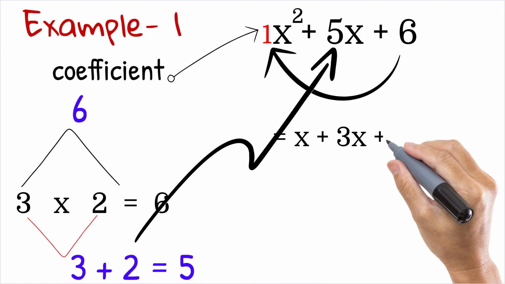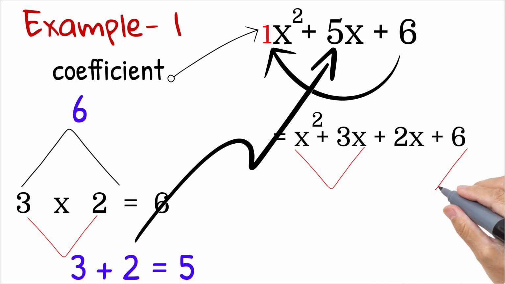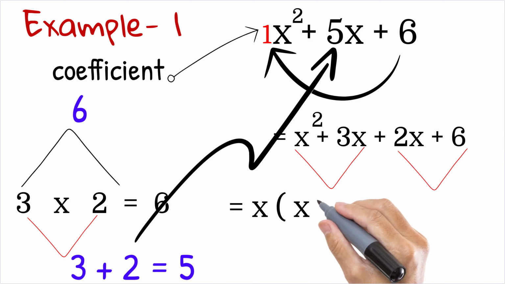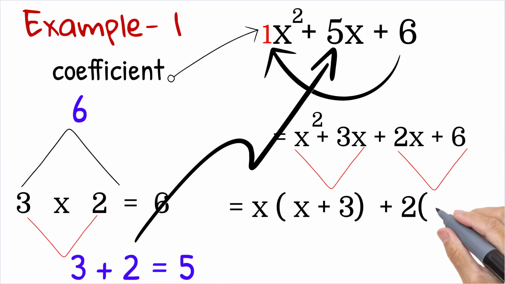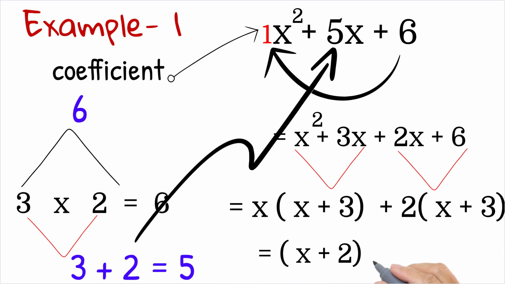Now rewrite 5x as 3x plus 2x. Find the common factor x in the first two terms and 2 in the last two terms. Now x plus 3 is the common factor. The factors are x plus 2 and x plus 3.